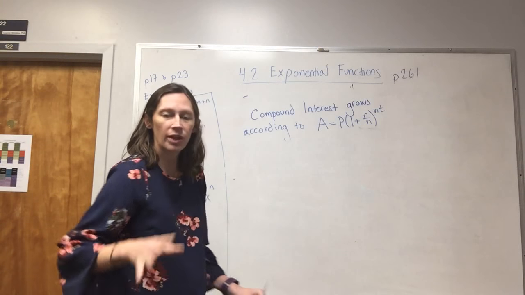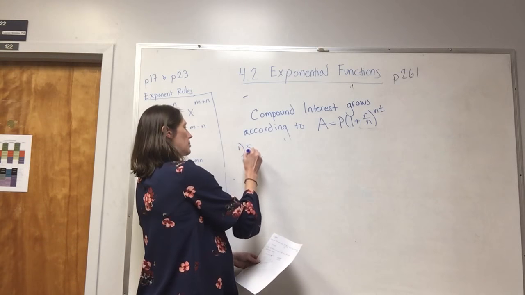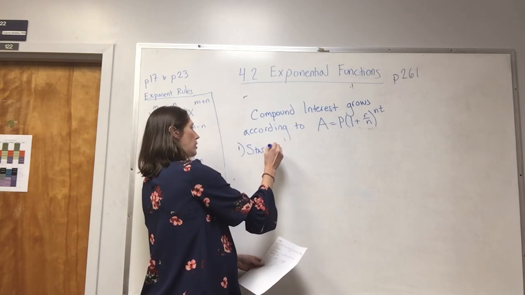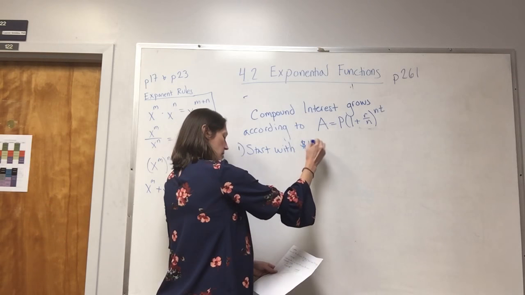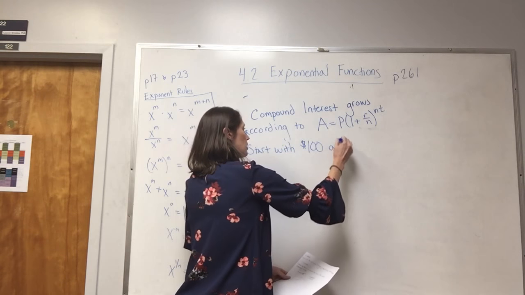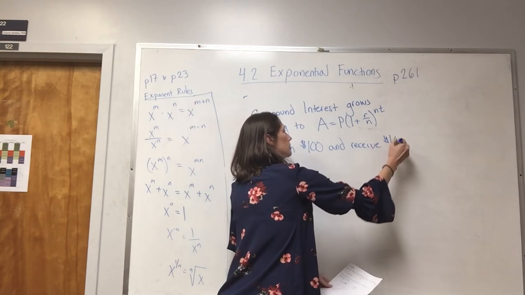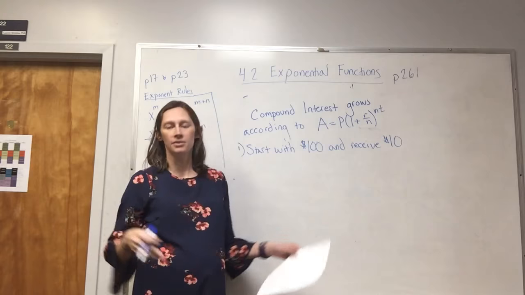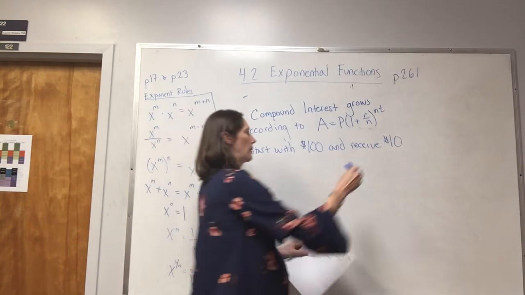So I'm actually going to do a compare-contrast thing. If we start with two options here, option one is you start with just $100, and maybe you receive $10 a year from, you know, an aunt, a grandma, someone gives you $10 every year.